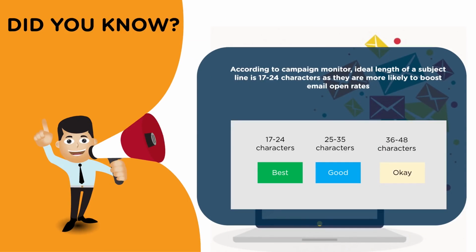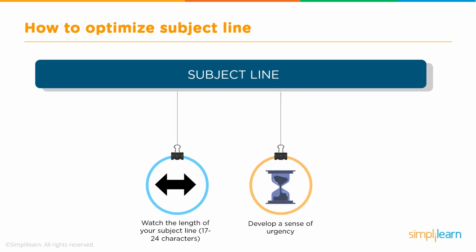So according to Campaign Monitor, the ideal length of a subject line is up to 24 characters, and they're more likely to boost those email rates. Okay, so keep it short, but make it impactful, make it personalized like I mentioned before. If you get too long, then it may get cut off and it may not have the same impact as something shorter. So that's why we always recommend keeping it up to about 24 characters. Okay, if you go over by a couple characters, not the end of the world, but try and stay within that range.